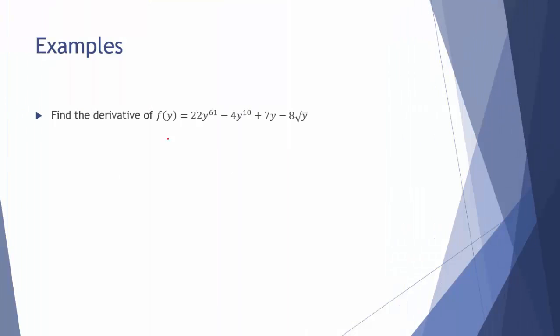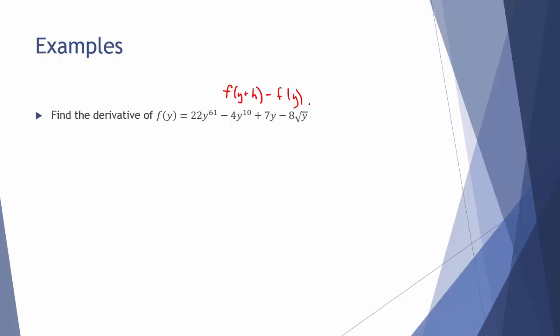So let's look at an example. Find the derivative of f of y equals 22 times y to the 61st power minus 4 times y to the 10th plus 7y minus 8 times the square root of y. If I had asked you to find this derivative before giving you the differentiation rules, you would have had a limit definition to find. Technically, this wouldn't be x plus h because of the variable. This would be f of y plus h minus f of y. This is not the full definition.